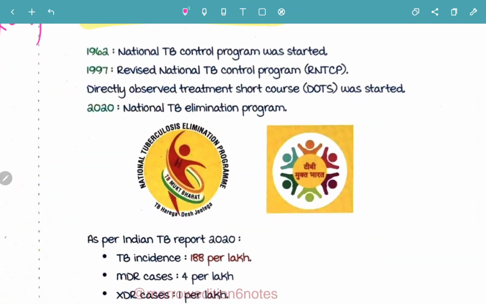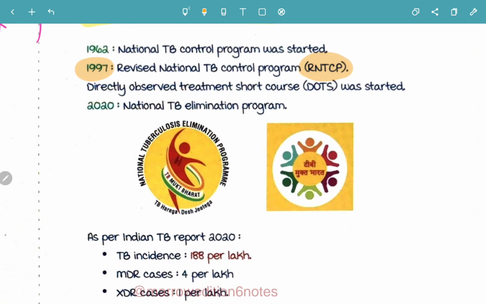In 1962, the National TB Program was started. In 1997, you got your RNTCP, that is the Revised National TB Control Program. In 1997, the DOTS was also started, very famous. DOTS stands for Directly Observed Treatment Short Course.